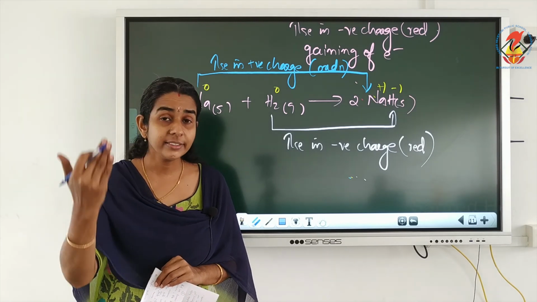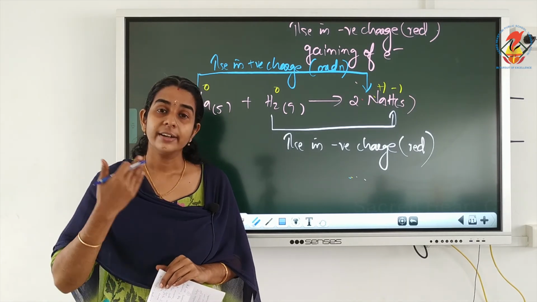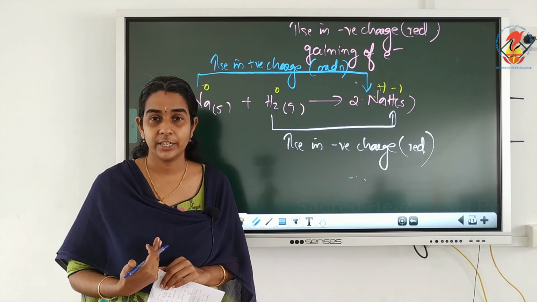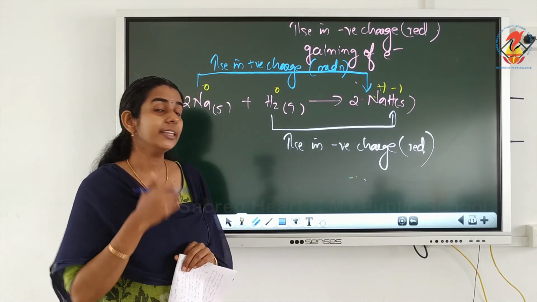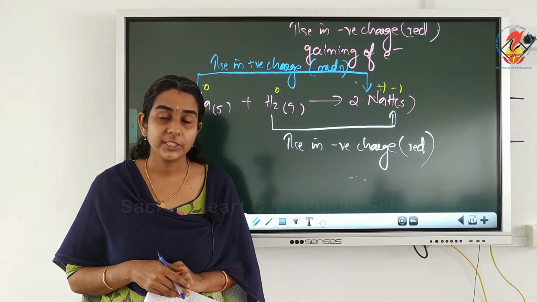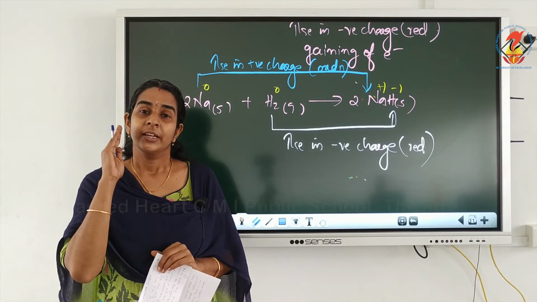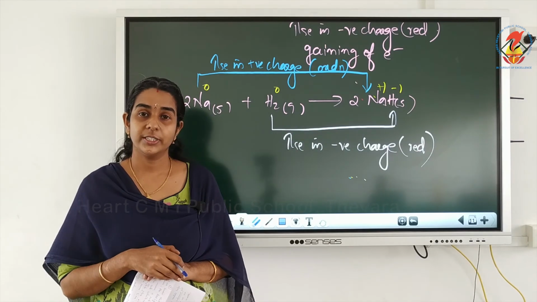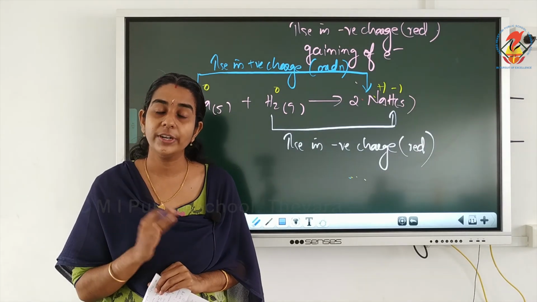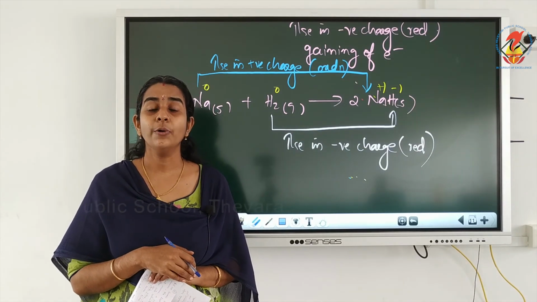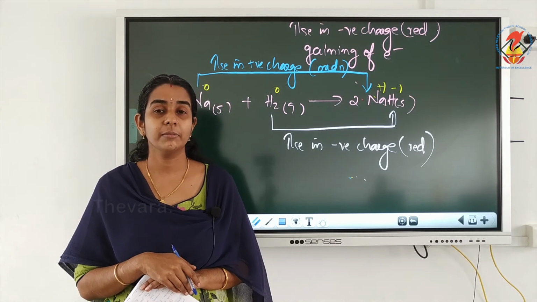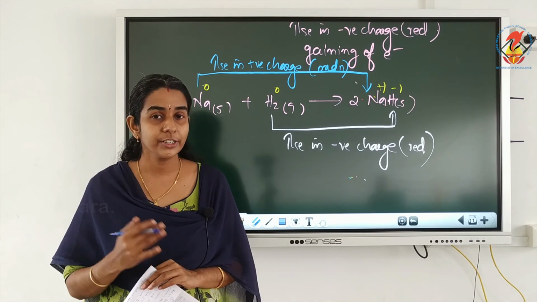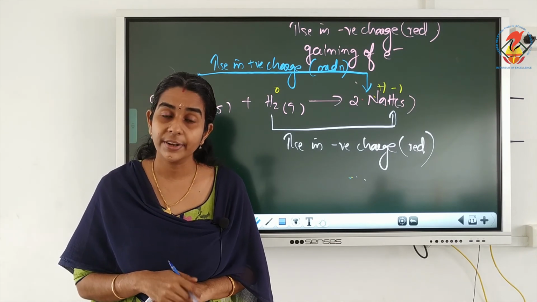If there is increase in positive charge, oxidation; decrease in positive charge, reduction. If there is increase in negative charge, reduction; decrease in negative charge representing oxidation. And remember, in all the chemical reactions, if there is a loss of electron, definitely there will be a gain of electron. There is no oxidation without reduction. That means oxidation and reduction both are complementary reactions.